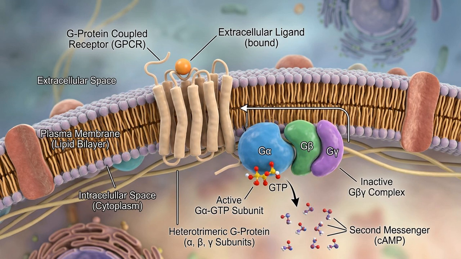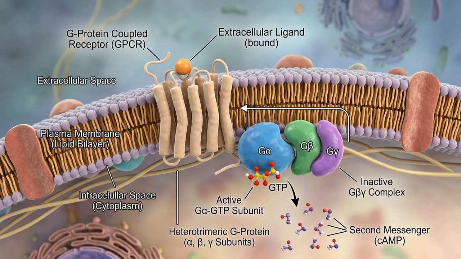When an agonist binds to the GPCR, the receptor changes shape and activates the G protein, causing the GDP to be replaced by GTP. This triggers the alpha subunit to break away from the beta-gamma dimer. This active alpha-GTP complex then travels along the membrane to find an effector, usually an enzyme.